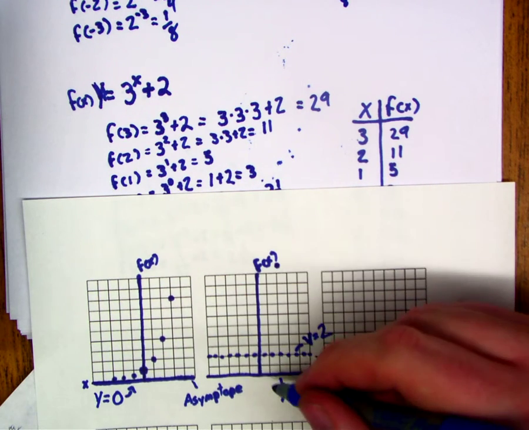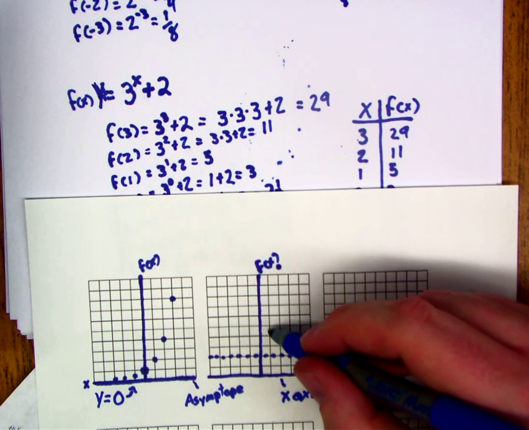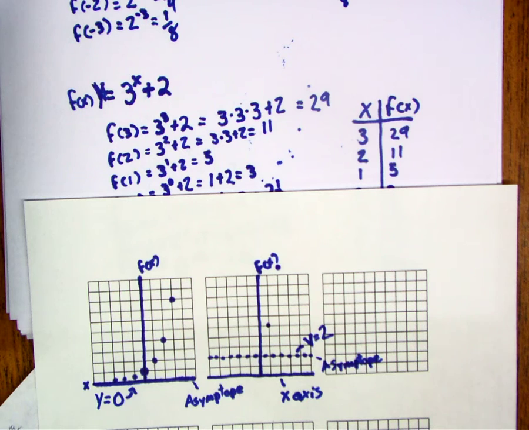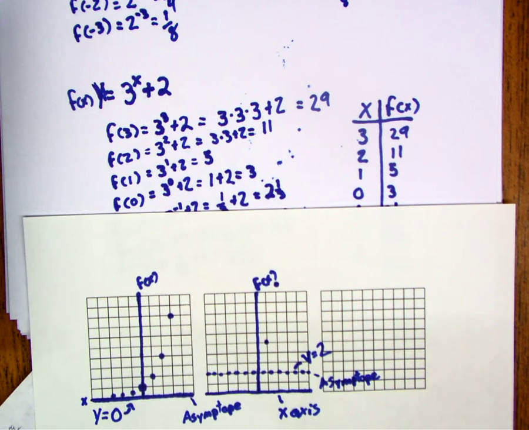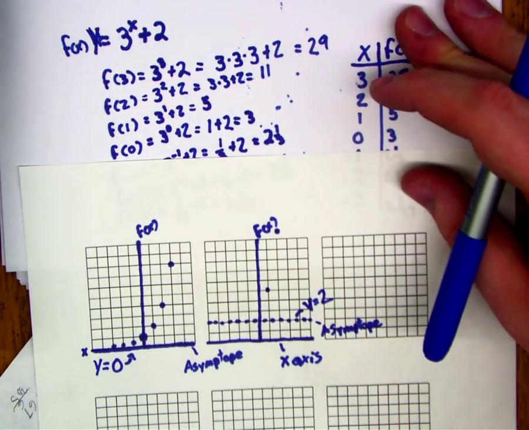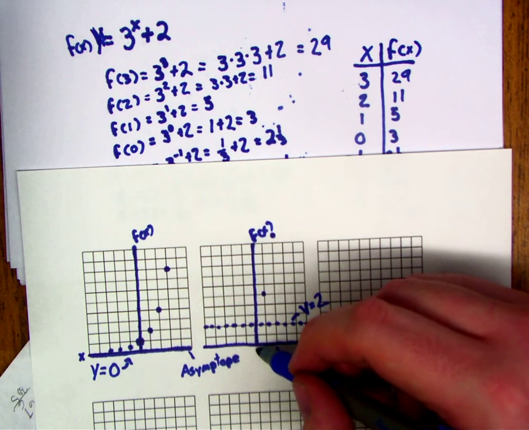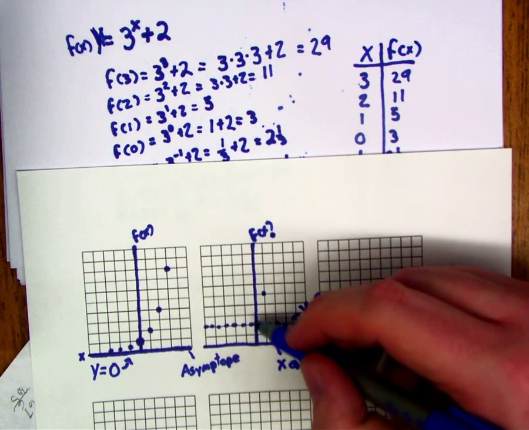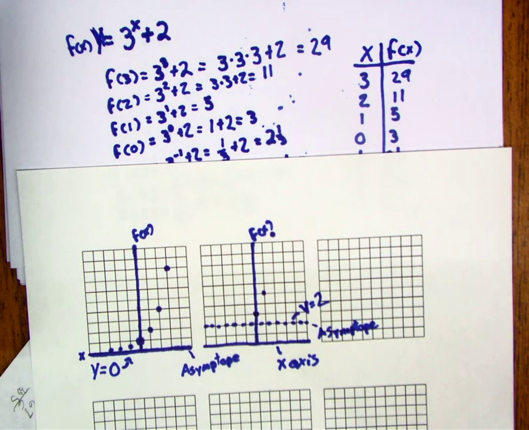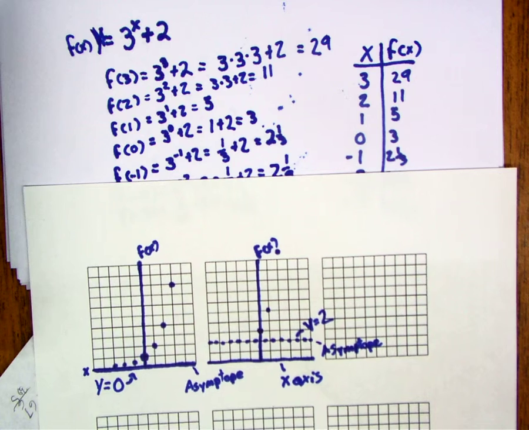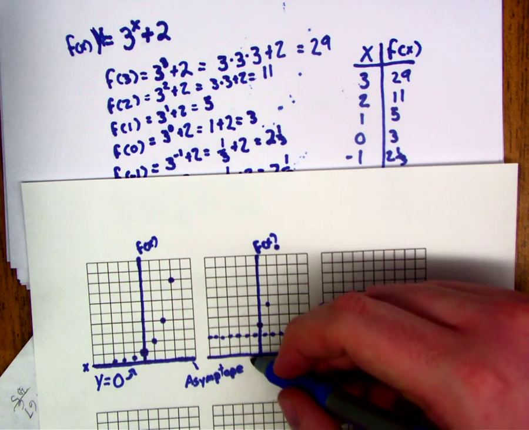Then for our next point, go over 1, up 5. It's been a long day. Alright, next up, for our point (0, 3), I'm going to move everything up just a bit. Okay, so along my y-axis, I'm going to put a point up here, 3. And after that, I'll have points at -1, and then 2.